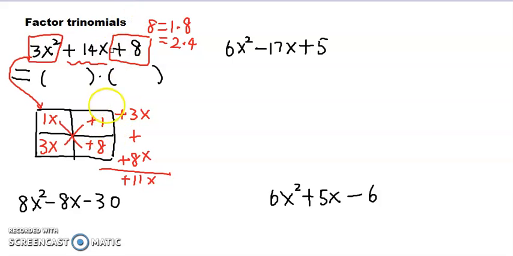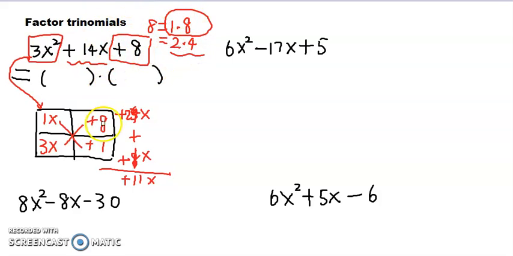If we switch 8 and 1 and put an 8 in the top box and 1 in the bottom box, it's not going to work either, because 3x times 8 is going to give us 24x, and 1 times 1 is 1. 24 plus 1 is going to be much bigger than 14x. So I tried both options for the first pair, 1, 8 and 8, 1, and neither of them works, which means I have to try the other pair.